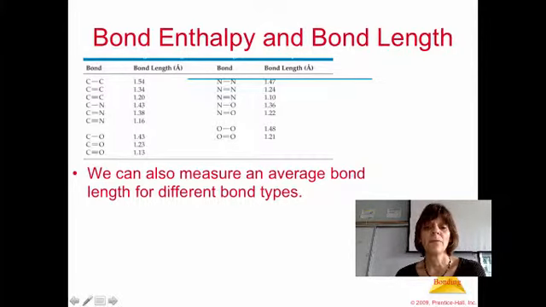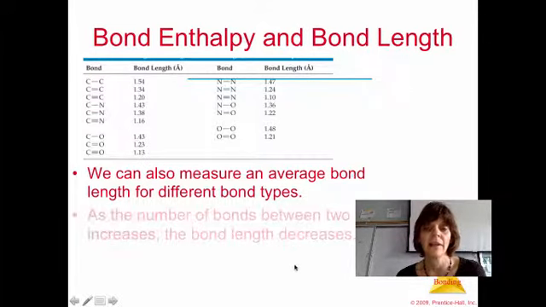We can also measure an average bond length for the different bond types. If you look at this, you can see single, double, triple, they get smaller just as is expected. As you go from single to double to triple, multiple bonds brings them in closer.